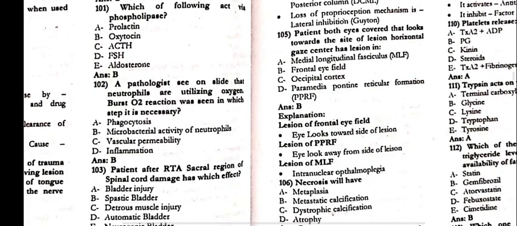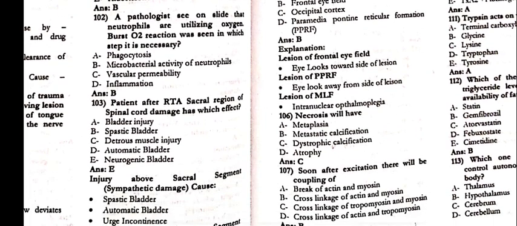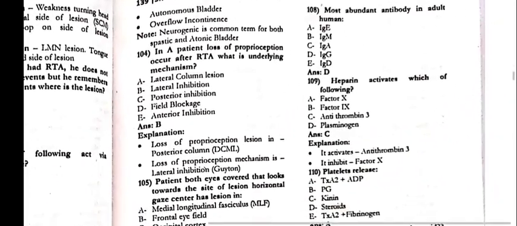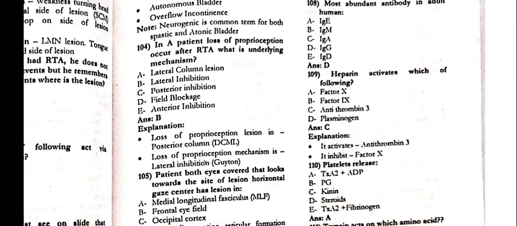Which is the following act by phospholipase? That is oxytocin. A pathologist sees on a slide that the neutrophils are utilizing oxygen. Oxidative burst reaction was seen; in which step is it necessary? The microbicidal activity of the neutrophils. 103. The patient after RTA with sacral region of the spinal cord damage has which effect? That is the neurogenic bladder. Next, 104. Patient loss of proprioception occurs after RTA, which is the underlying mechanism? That is the lateral inhibition.